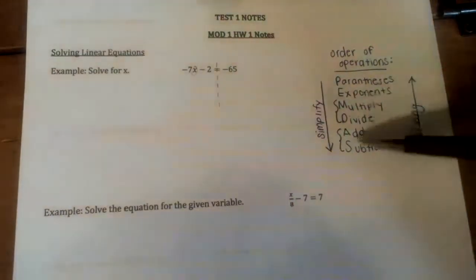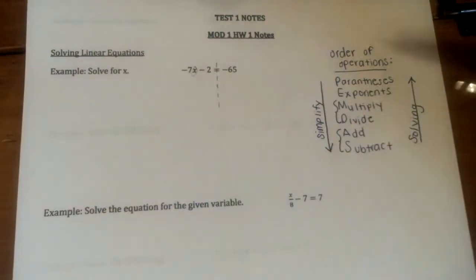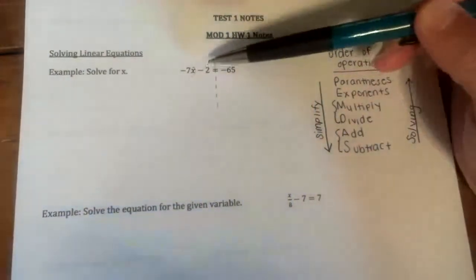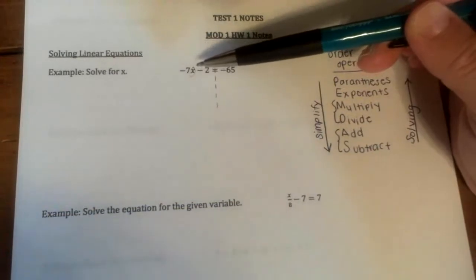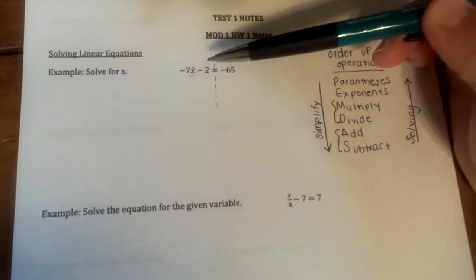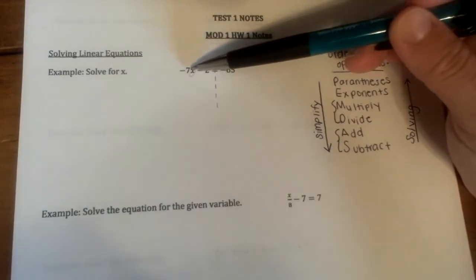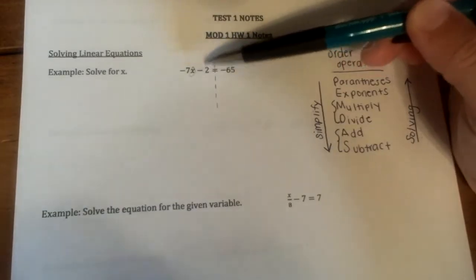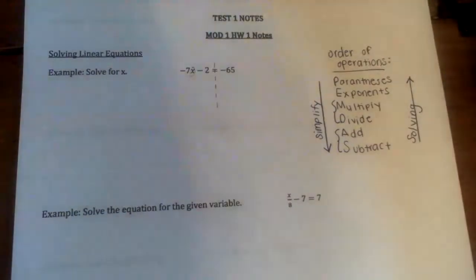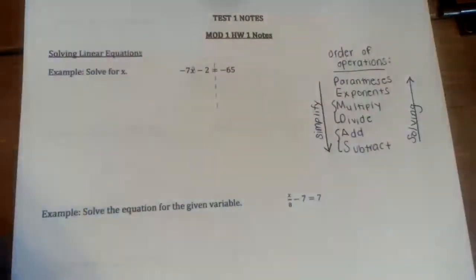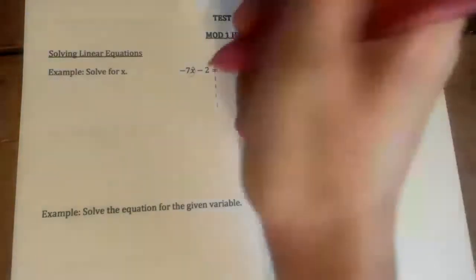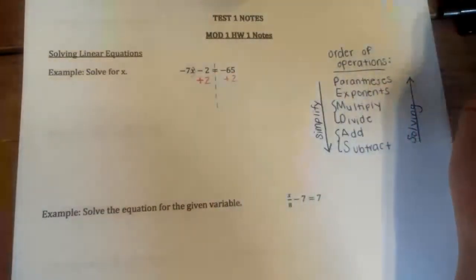So that means we need to first get rid of our adding and subtracting. So if we have negative 7x minus 2, the negative 7 is multiplying the x. So negative 7 times x. And then this negative 2 is being subtracted. So negative 7x minus 2. So we need to first get rid of that minus 2. So we can get rid of that minus 2 by doing the opposite to cancel it out. So that means we can add 2. The opposite of subtracting 2 is adding 2 to both sides.